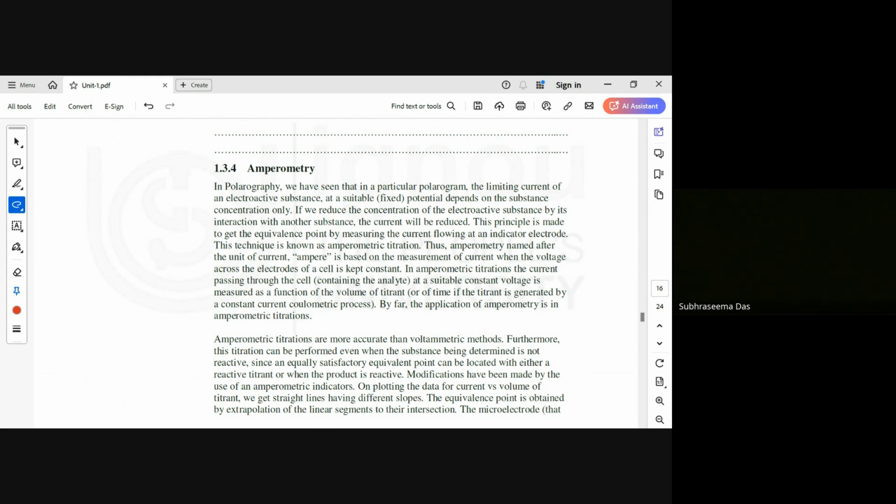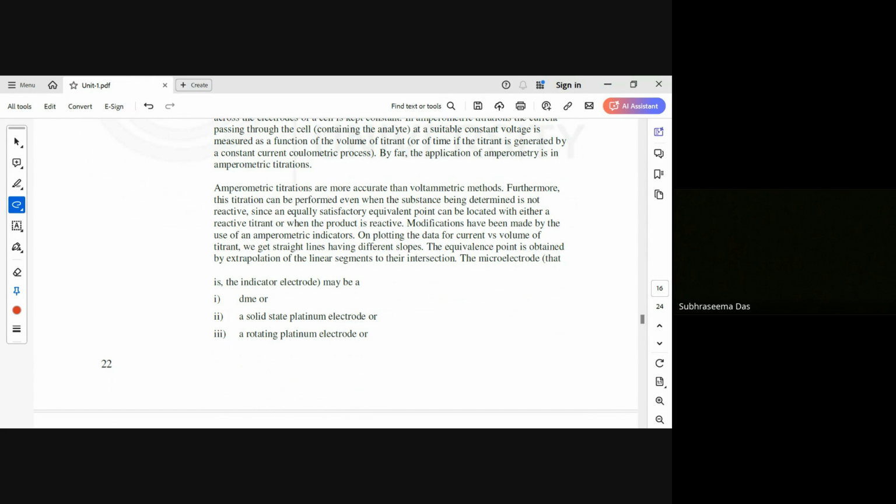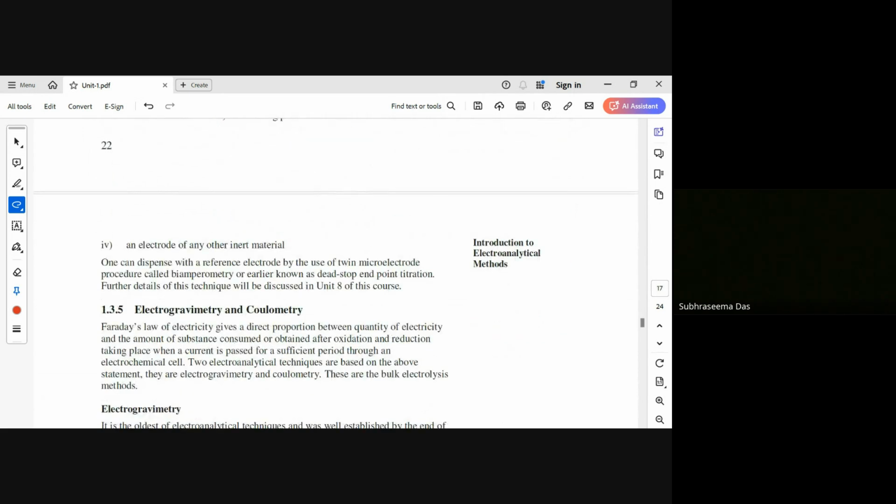The application of amperometry till date is very accurate, more precise than voltammetric methods, and it has been widely used. Furthermore, the most important feature of amperometric titration is that even when the substance is not reactive, a very minute amount of the substance can be used for the titration. Over the years, many modifications have been made for amperometric indicators, and the equivalent point after the titration is obtained by extrapolation through various methods from their linear slopes. The equivalent point indicates the drastic drop in the current value. The further analysis of amperometric titrations is done in other units of this course.